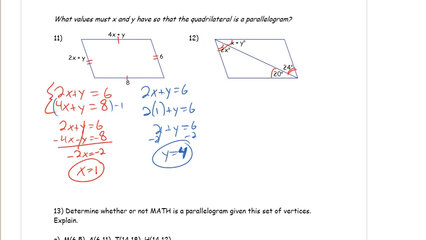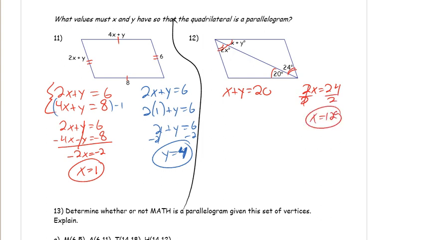Okay, same kind of idea on number 12. Separate this. We have x plus y needs to be equal to 20, and 2x needs to be equal to 24. Notice how I don't have to have a system because I can find x right away. Divide by 2, x is 12. And over here, we're going to say 12 plus y equals 20. Y is 8. So 12 and 8. Simple as that.